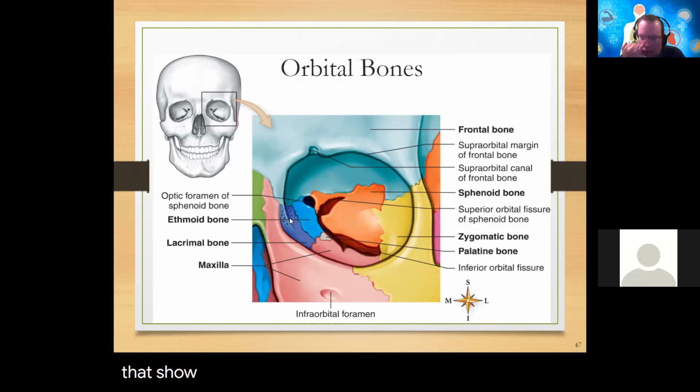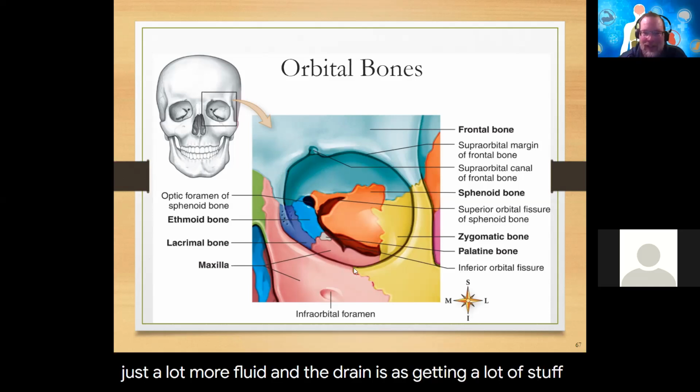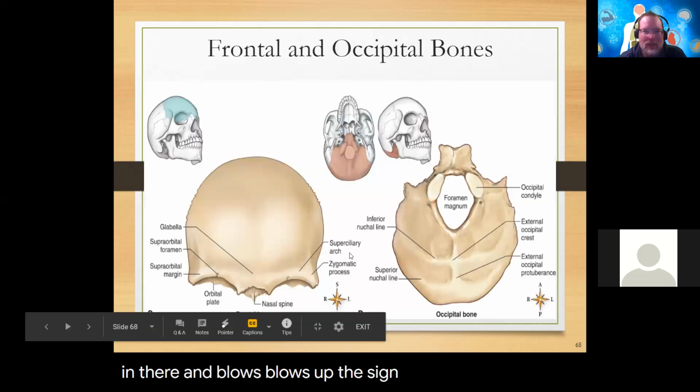And that shower drain actually connects a little bit with your maxillary sinuses before it finally drains into the nasal cavity. So that's why in an emotional state, when the tears get going, everything blows up. There's just a lot more fluid, and the drain is getting a lot of stuff in there, and it blows up the sinuses a little bit.